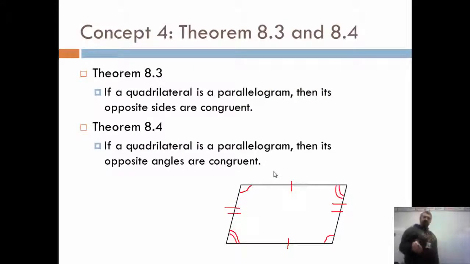In our next theorems here, 8.3 and 8.4, if I know a quadrilateral is a parallelogram, then its opposite sides are congruent. And if I know it's a parallelogram, I also know its opposite angles are congruent. In this diagram, you see that the top and bottom are marked as congruent, the left and the right sides are marked as congruent, and the angles across from each other are congruent. This is true for any parallelogram. So if I know it's a parallelogram, it's automatically true.